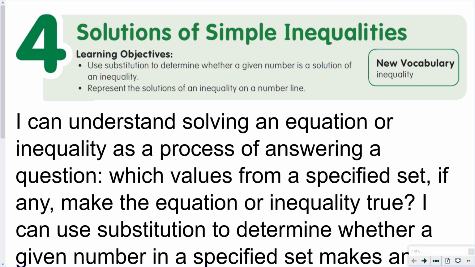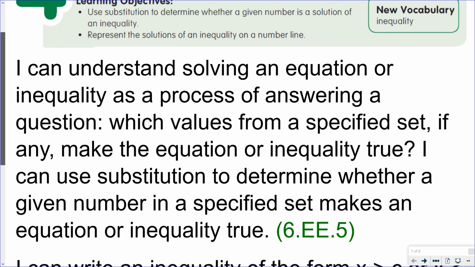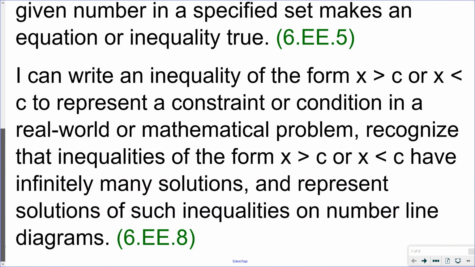In today's lesson, we will be looking at solutions of simple inequalities. And as in all of our other lessons, we have a couple standards that we will be addressing in this lesson. Our first standard here is 6.EE.5. And we'll also be addressing standard 6.EE.8.